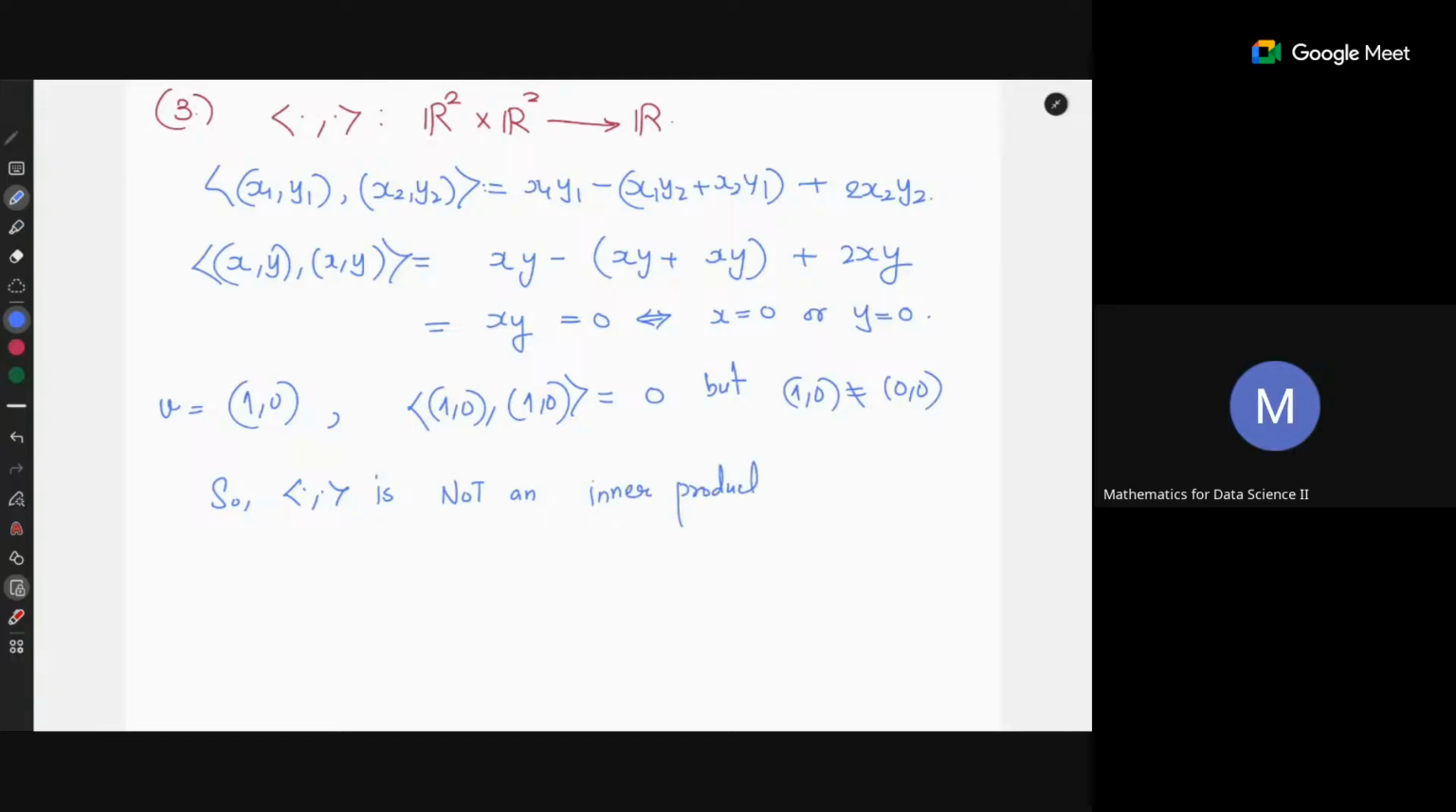All right, because it does not satisfy the first property itself. So we do not need to check other properties.